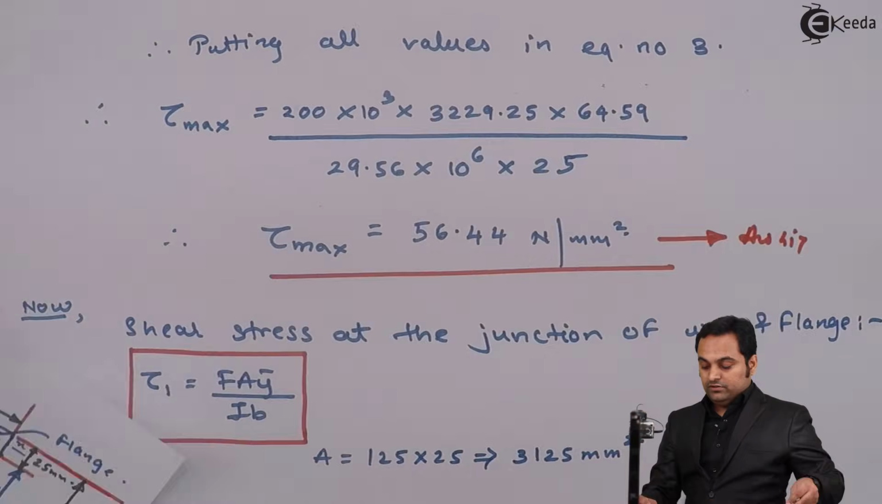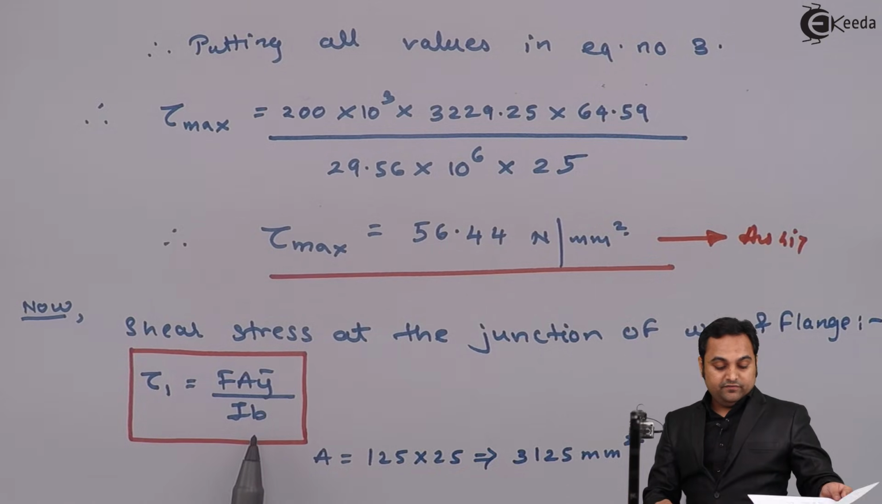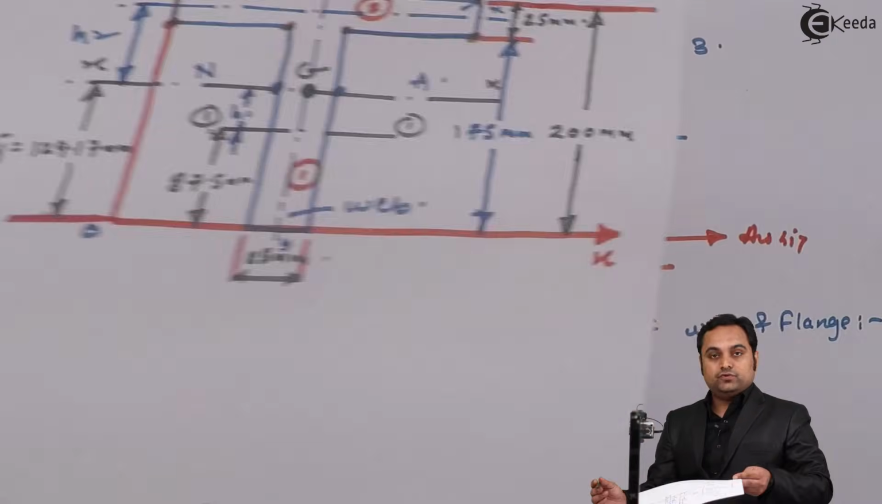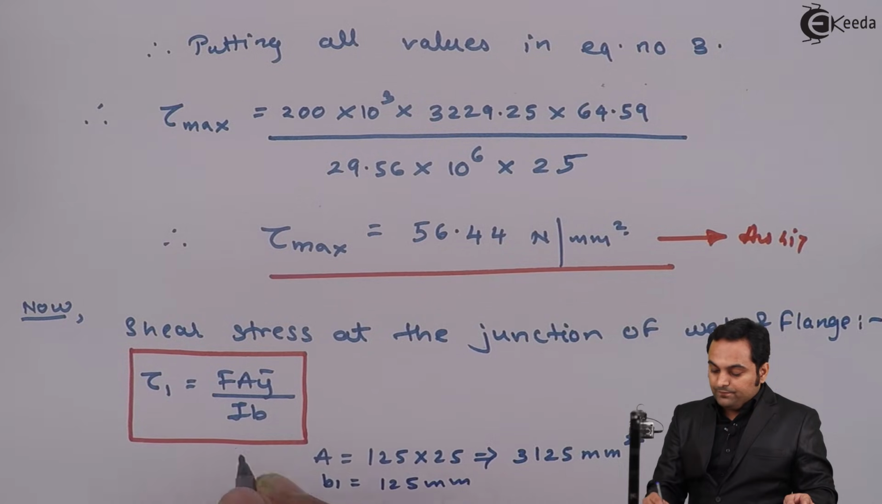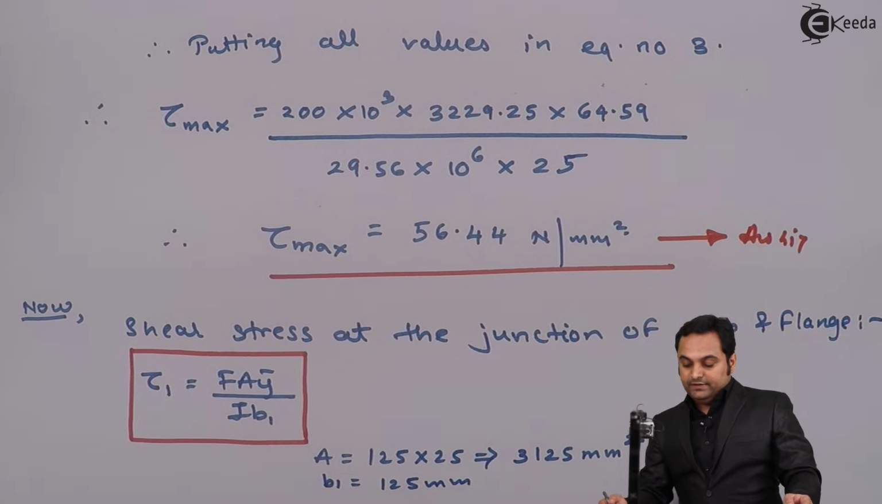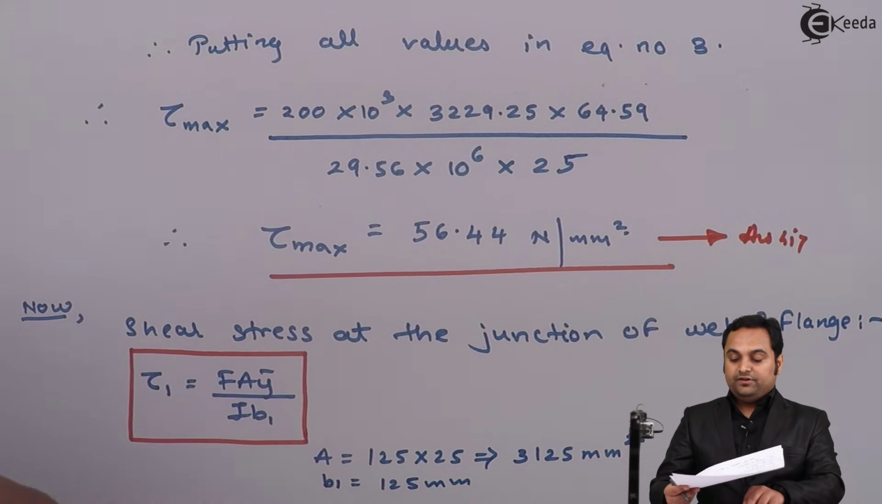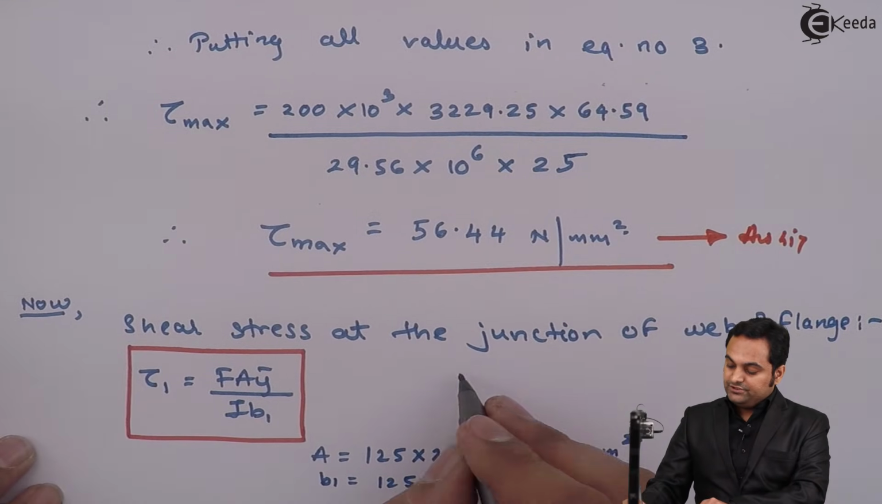125 into 25. Here I have got the value of area. I is constant. For B, we have to take the width as the width of the flange, which is 125 mm. I'll call that B1, and B1 is 125 mm, which is here. Next, y bar. After this, I'll calculate y bar here itself.